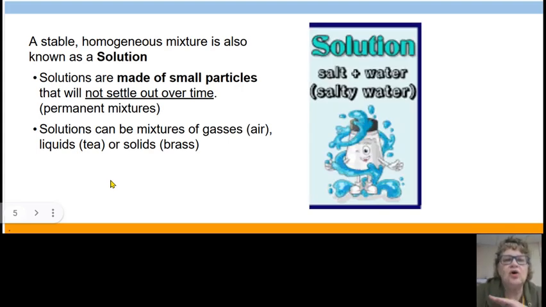A stable, homogeneous mixture is known as a solution. Okay. A solution has to be homogeneous, right? Sand and water are not a solution because those sand particles can settle out over time, right? So a solution is made of small particles that will not settle out over time. Salt water.